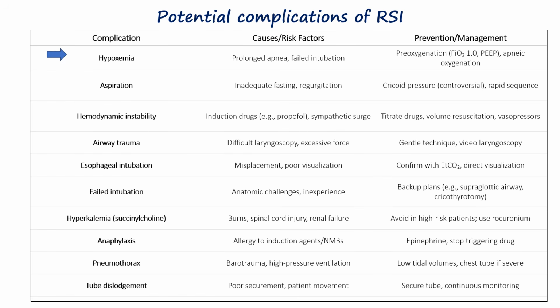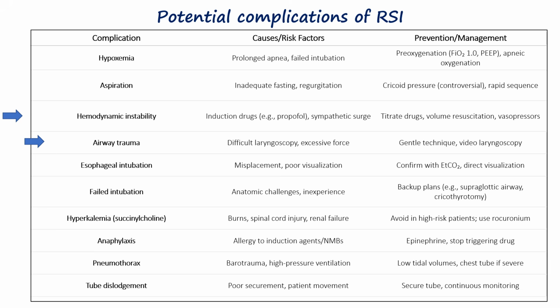RSI, while essential in emergency airway management, carries several risks. Hypoxemia may occur due to prolonged apnea or failed intubation, emphasizing the need for effective preoxygenation. Aspiration remains a critical concern too, particularly if gastric contents regurgitate during the procedure. Hemodynamic instability like hypotension, and raised ICP can result from induction agents or sympathetic response to laryngoscopy.